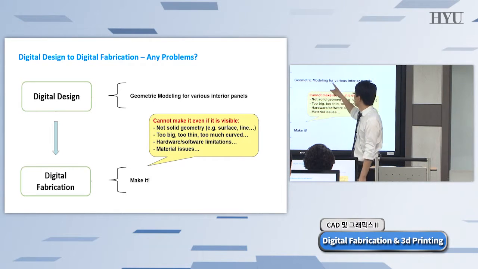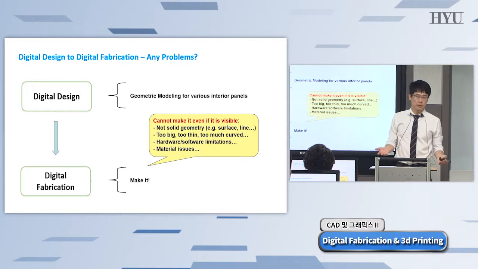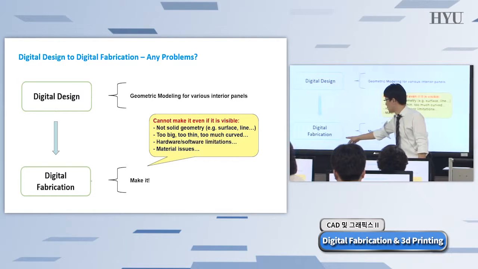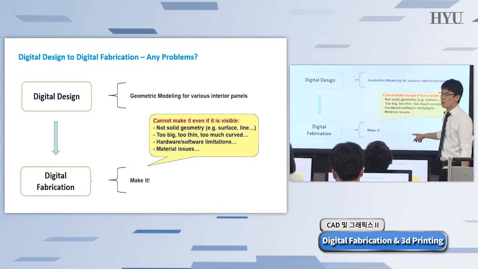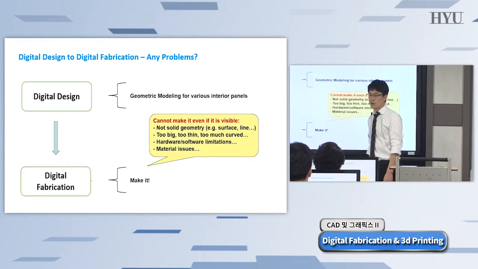So geometric modeling for various interior panels at first. But this is not the end. Usually in the studio course, this is the main process, okay? It's design output, design visualization, design panel, design presentation, and a design mock-up model is the final. But actually, at this time, the digital fabrication course aims to create an actual model, okay? To make it, I mean, one-to-one real scale things, okay?